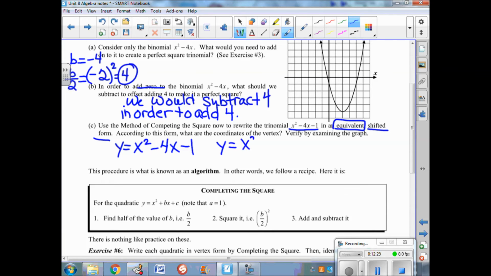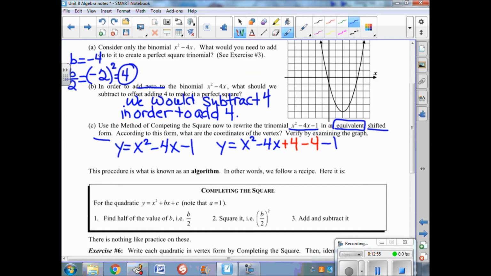X squared minus 4x plus 4, minus 4 to offset, and then what was our original constant? Negative 1. So I have not changed my equation at all. I have not changed the equivalency of it. I've just changed the way it looks.